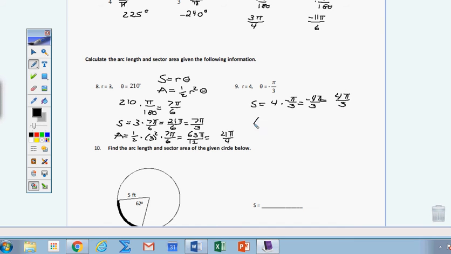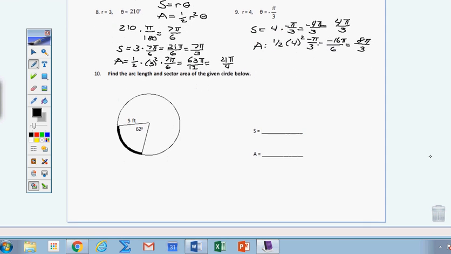All right? And the sector area equals 1/2 r squared, so 4 squared, times my theta, which is negative pi over 3. And this equals negative 16 pi over 6. And since we can't have a negative sector area, this reduces down to 8 pi over 3. And that's our final answer for that one.